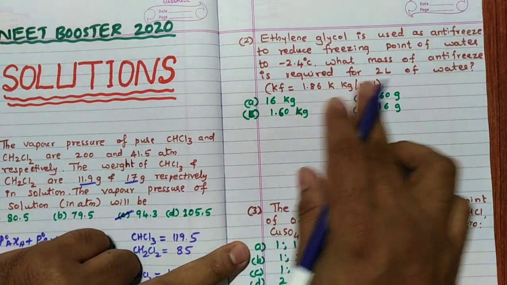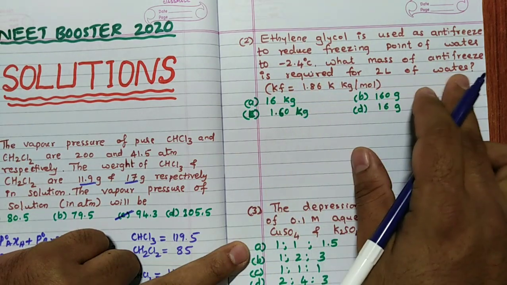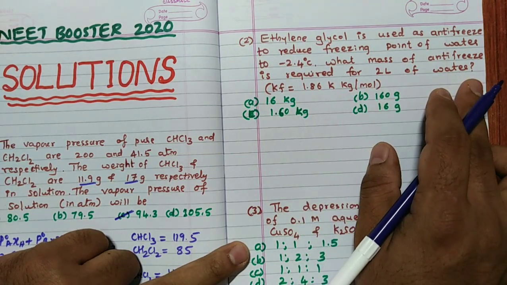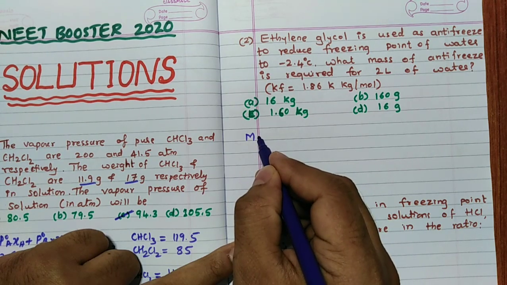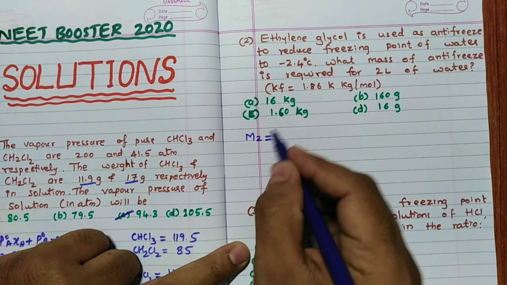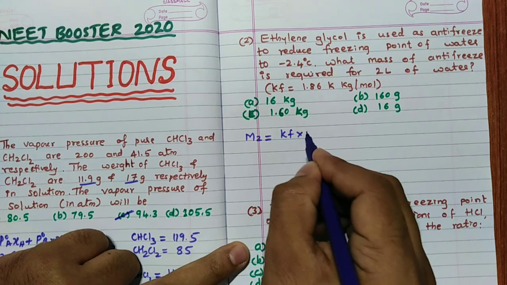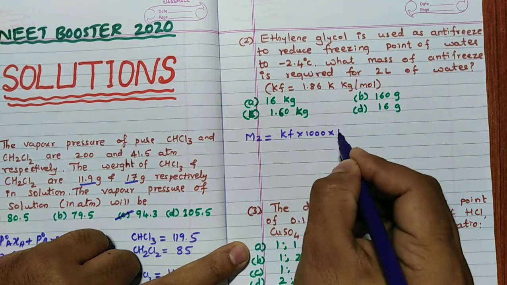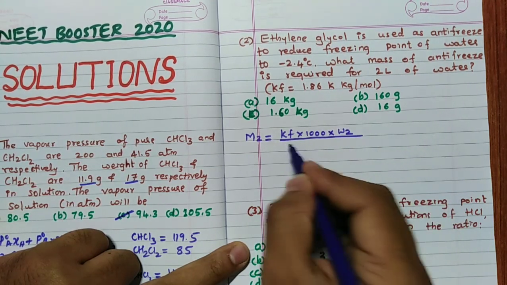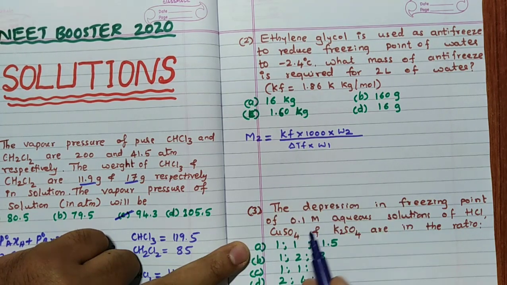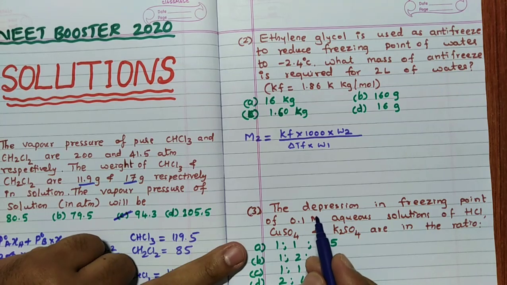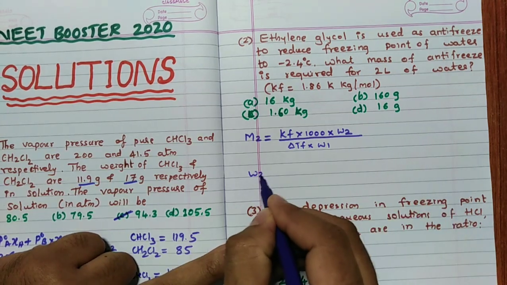Now, ethylene glycol is used as an antifreeze to reduce the freezing point of water by minus 2.4 degrees. What was the mass of the antifreeze required for 2 liters of water? So once again, if you see the basics, what is the formula we have? Molecular mass of the solute is equal to Kf into 1000 into W2 divided by delta Tf into W1. Now what they are asking is very important. W2 they are asking, correct?